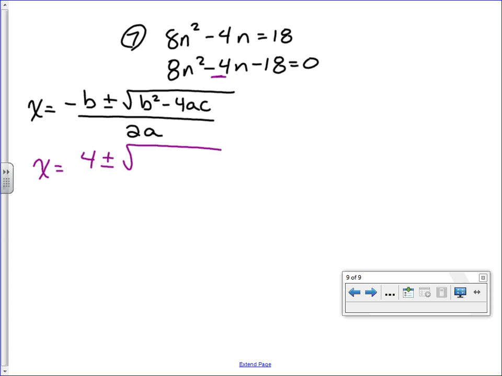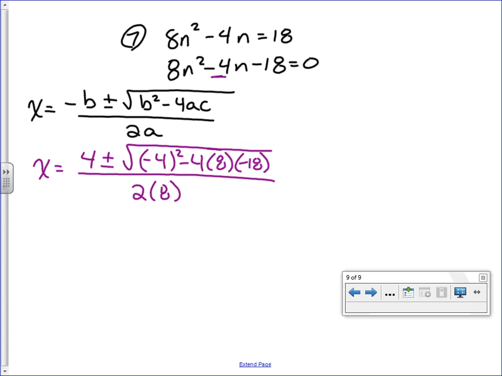Now I'm inside the square root, inside the radical. I'm going to replace the b with a negative 4, the a with an 8, and the c with a negative 18. Right below that, I've got 2 times a. The a for us is an 8. So there it is with all the numbers plugged in.